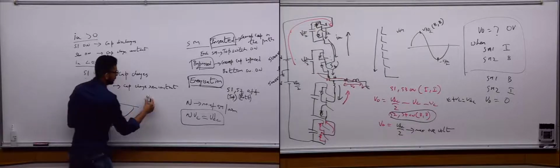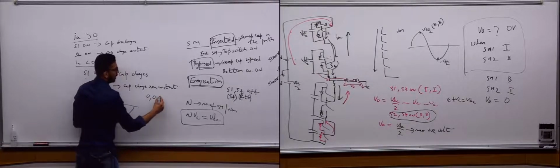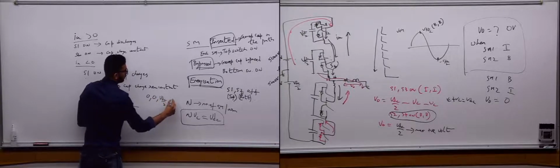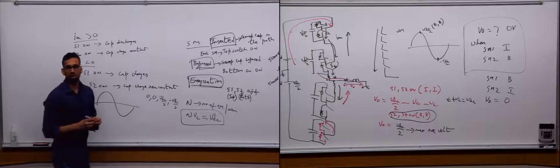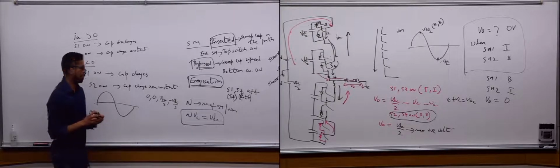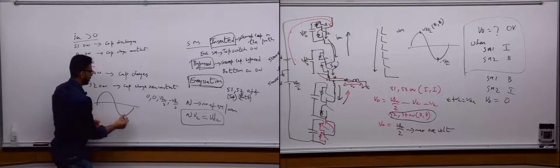So I need this sine wave, and how many levels do I have in my hand? I have a level of 0, I have a level of 0 again, I have a level of VDC over 2, I have a level of minus VDC over 2. Is there anything else that I have with me? I don't think so, right? So then I know what I will do here.